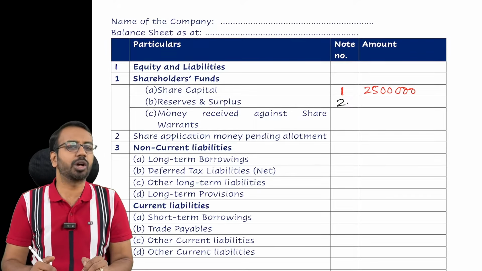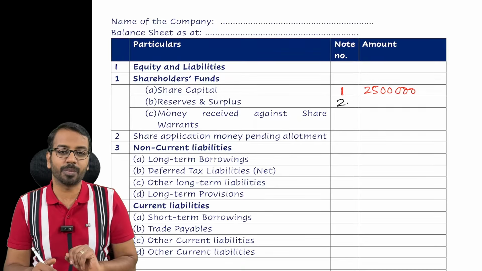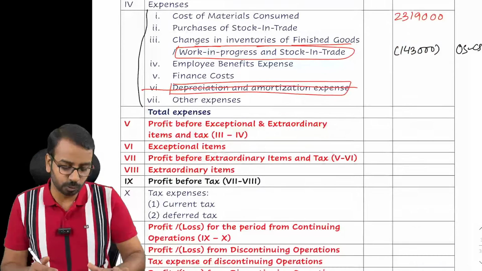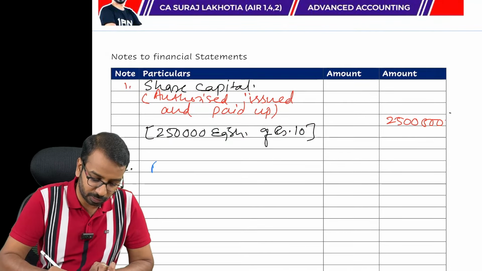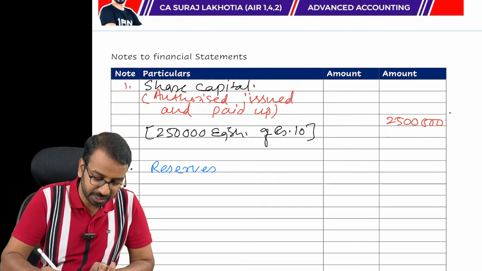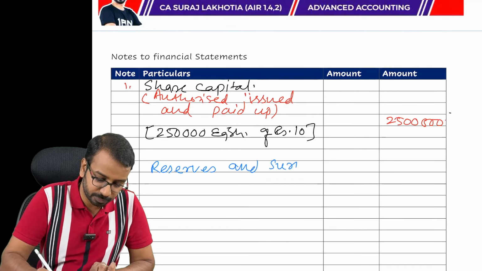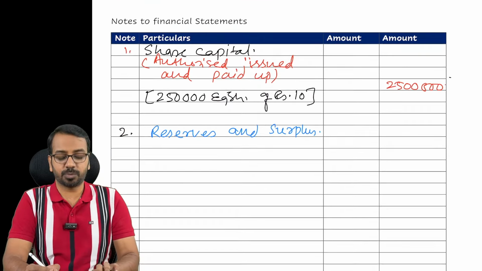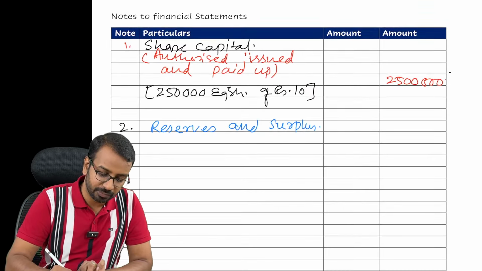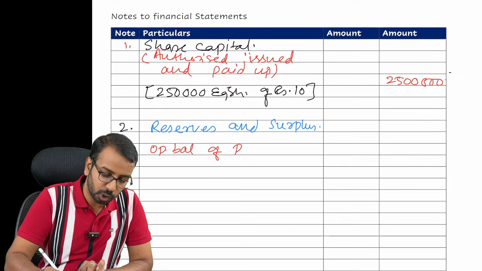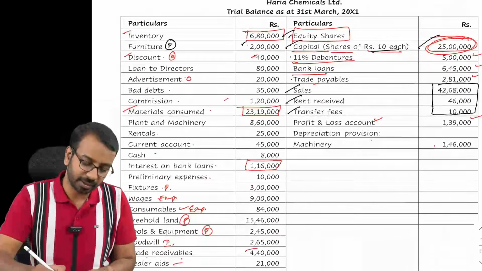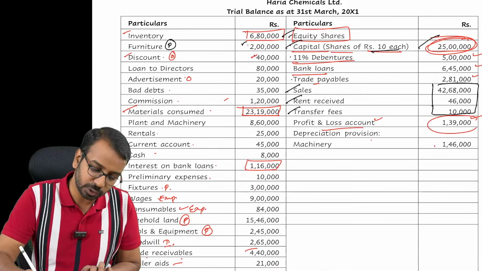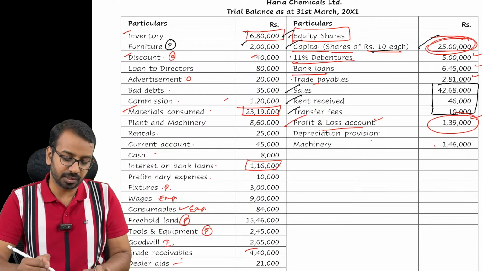Now in this question, what do we have? We have only profit and loss account balance. So in note number 2, you will have reserves and surplus. Do we have securities premium? No. So we will have opening balance of profit and loss. That is given to us in the question, right? How much is that? Opening balance of profit and loss is 1,39,000. So this we have considered.